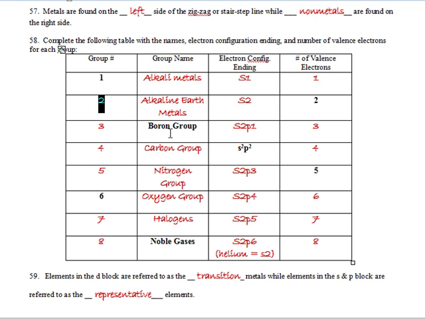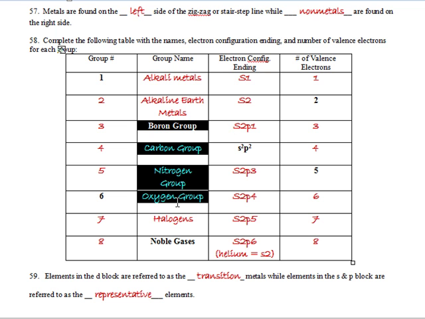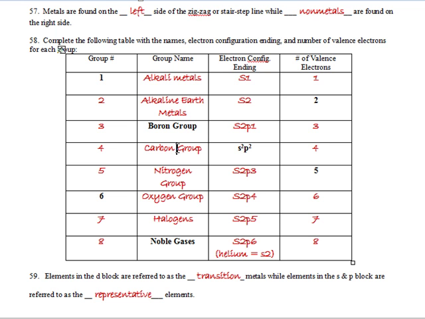Group 3 is the boron group. Now we start getting easy with the names. Boron group, carbon group, nitrogen and oxygen group. Those are all named on the top element in the group. So the boron group ends in S2P1. This is the first column in the P group, and they have three valence electrons. 2 from the S, 1 from the P, adds up to 3. Carbon group is in group 4, notice it has 2 S's and 2 P's. They add up to 4. The group number is the same as what the valence electrons should add up to.